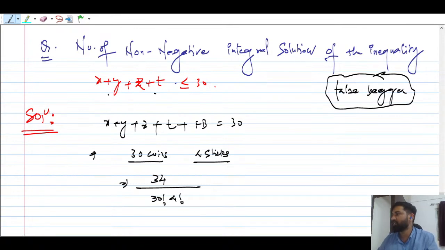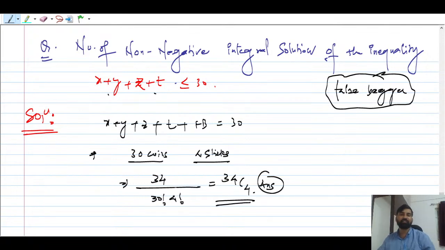So I think this is clear for all, right? So what is this? You can say this is nothing but 34C4. Sometimes you can also write it like this, 34C4, right? So it's a very good concept that you can use to solve this kind of problem. Now let me take one more problem here so that you can understand all the concepts.